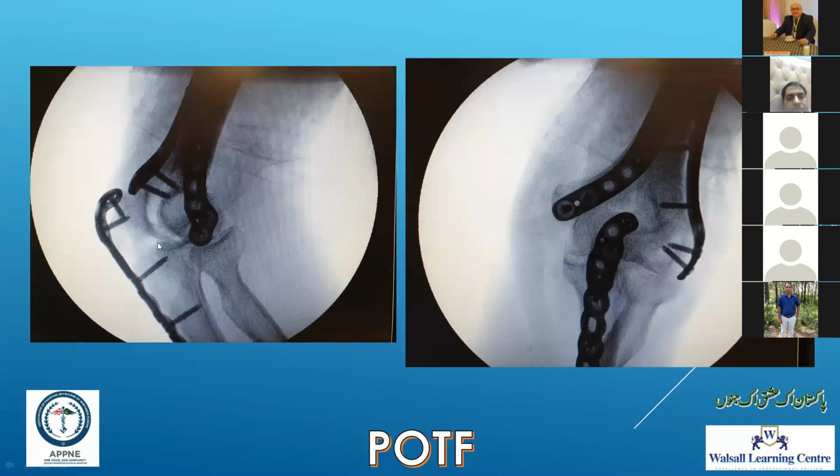So how do you, where do you place your olecranon osteotomy? Where does it go? Sir, we can fix it with a plate and we can also fix it with a tension band wiring. Okay, but how do you do your osteotomy? Do you have any guidelines? No, sir. Sorry, I don't know about it.